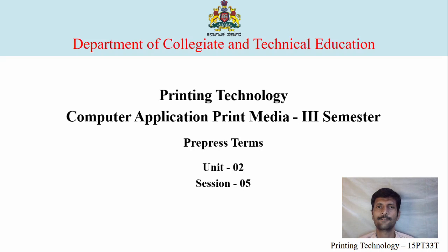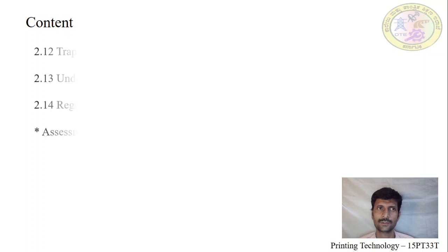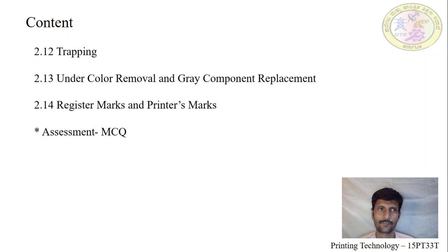Hi, and I welcome you all to today's session 5 in Unit 2 of Prepress Term. Now let us see the topics we are going to cover in this session. First is trapping, second is undercolor removal and gray component replacement, third is register mark and printer mark. Finally, the multiple choice questions. Now we will understand the concepts one by one.